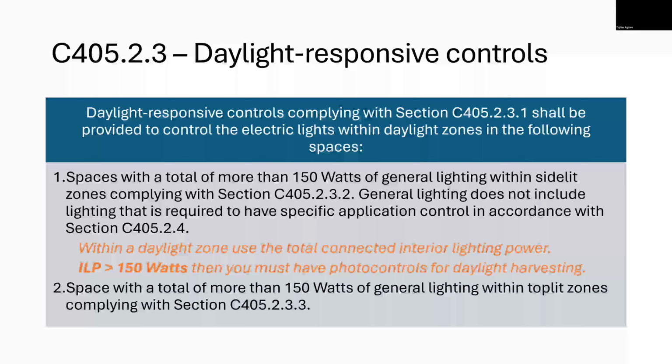But something to keep in mind: you want to identify all your daylight areas before you start placing lights in your space, even though it's pretty obvious for some space types where a light should go. Because spaces with a total of more than 150 watts of general lighting within the side-lit zone or the top-lit zone basically says you will have to put a daylight responsive control, a photo control, into that zone.